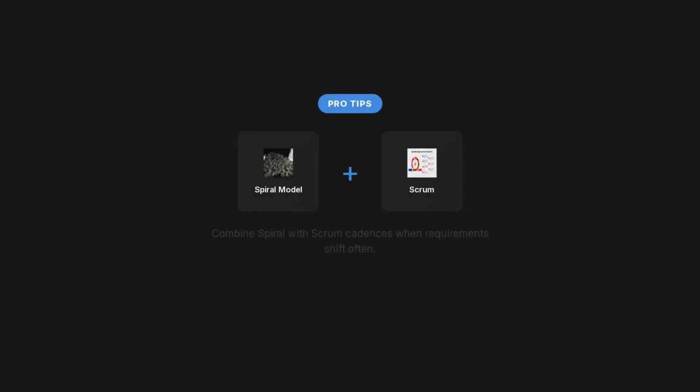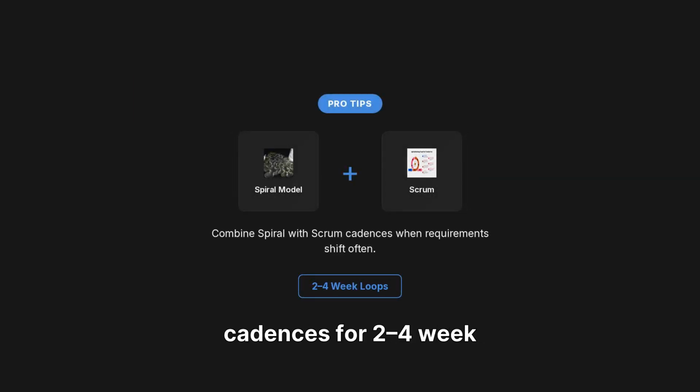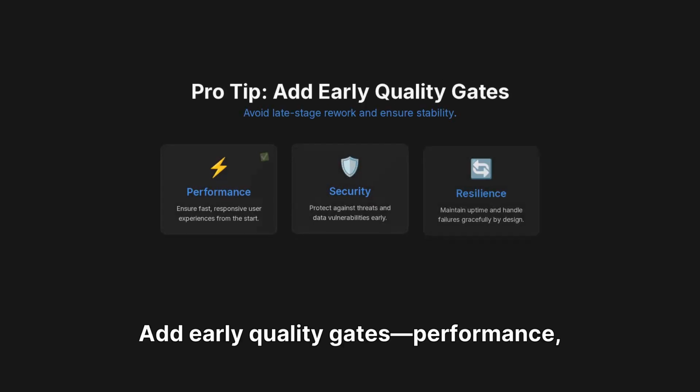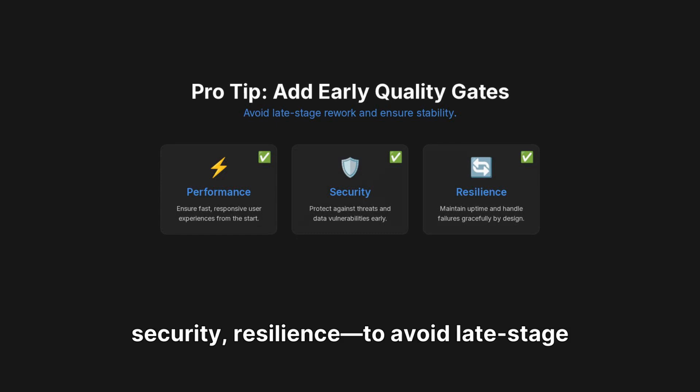Pro tips: combine spiral with Scrum cadences for 2 to 4 week loops when requirements shift often. Add early quality gates, performance, security, resilience to avoid late-stage rework.